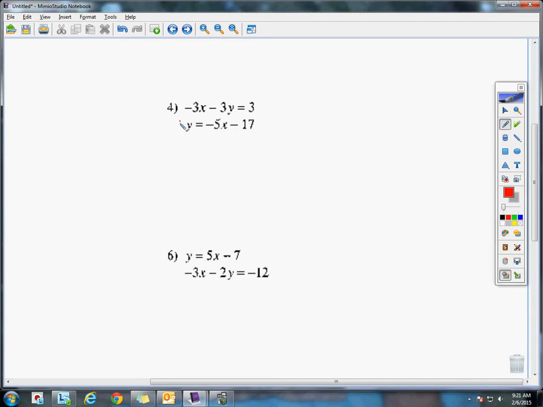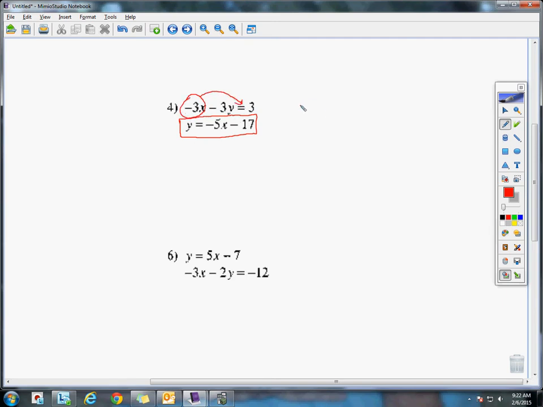So you already have one that's in slope-intercept form. You don't have to do anything with this one. You can put that into your y equals and call that one good. The first one they give you, though, you have negative 3x minus 3y equals 3. You can't put that into the calculator, so we're going to have to do our two steps. The first one is called the exciting move.